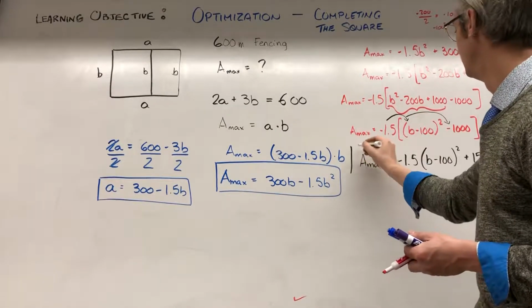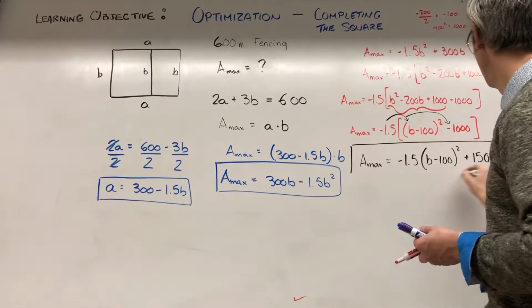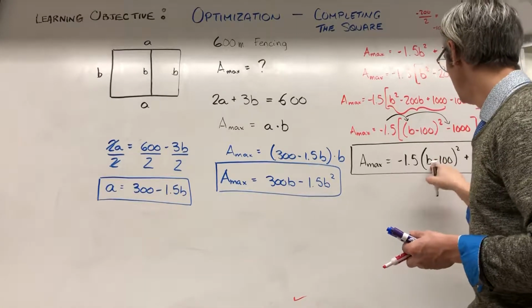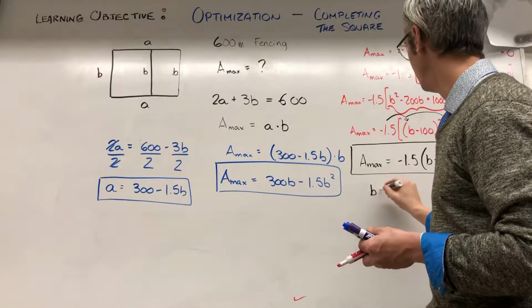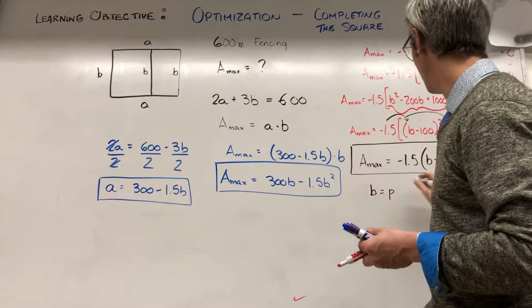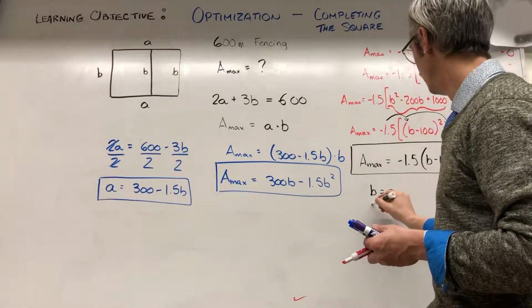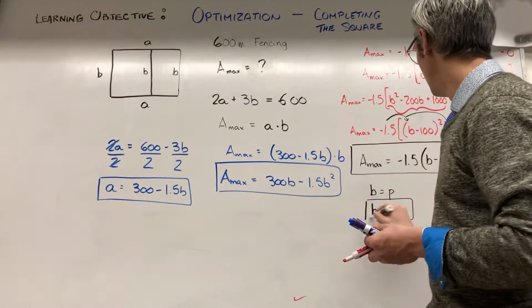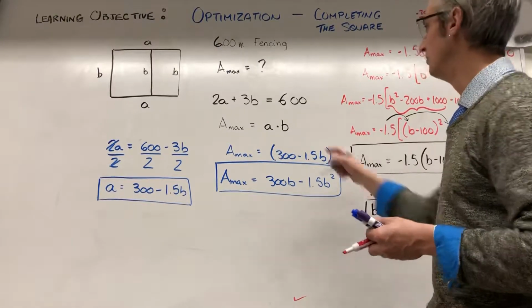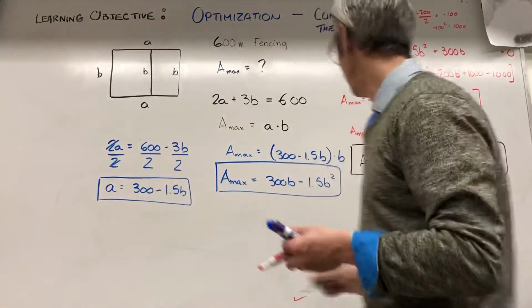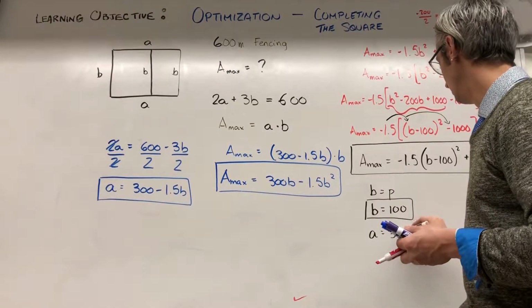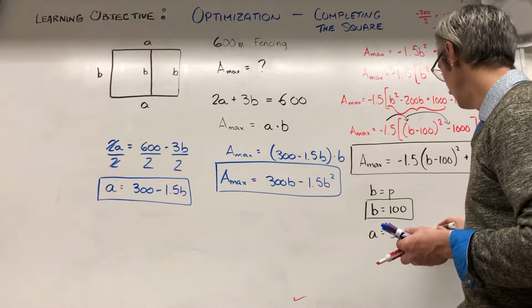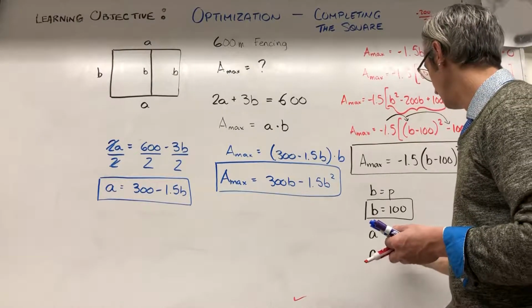And that is my formula. So what does this tell me? Well, when B is equal to P, knowing that P is equal to 100, B is equal to 100. Therefore A is equal to 300 minus 1.5B, so 300 minus 1.5 times 100 is 300 minus 150, so A is 150.